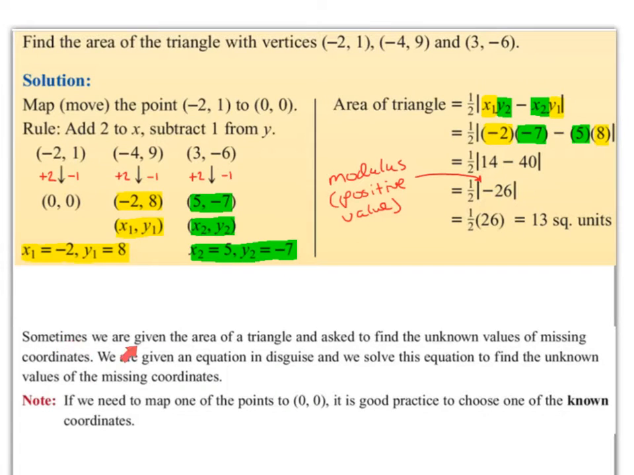Note that sometimes we are given the area of a triangle and asked to find the unknown values of missing coordinates. We are given an equation in disguise, and we solve this equation to find the unknown values of the missing coordinates. Note, if we need to map one of the points to 0, 0, it is good practice to choose one of the known coordinates.